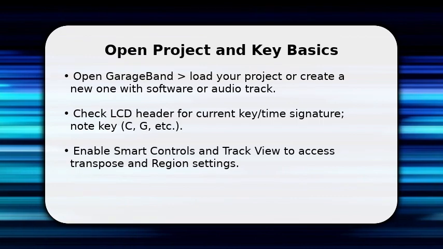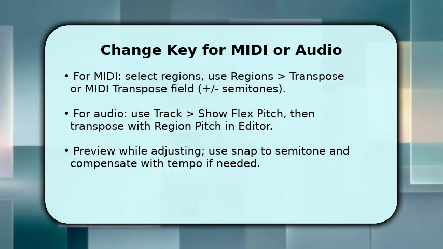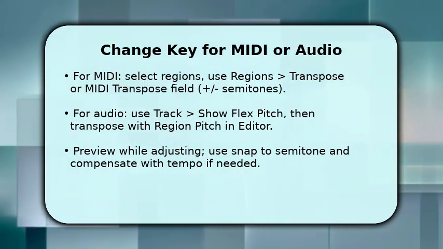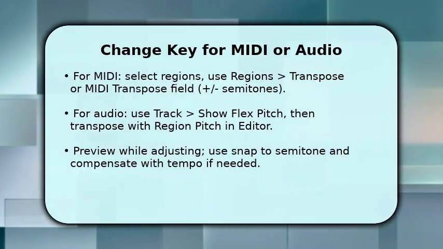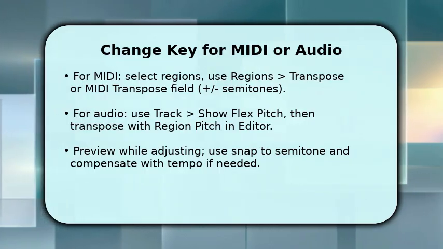Now you do the core work. For MIDI tracks, select the regions, open the region inspector and set transpose in semitones. This preserves timing while shifting pitch. For recorded audio, enable flex pitch in the editor, then adjust region pitch or use the track inspector's pitch shifter plugin for better quality. Flex maintains formant tracking.